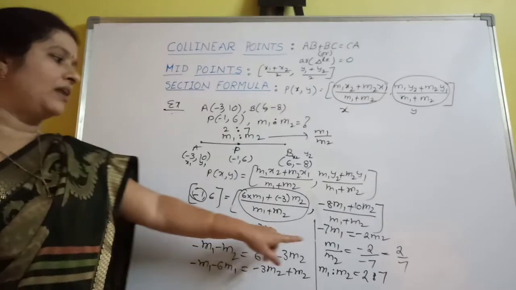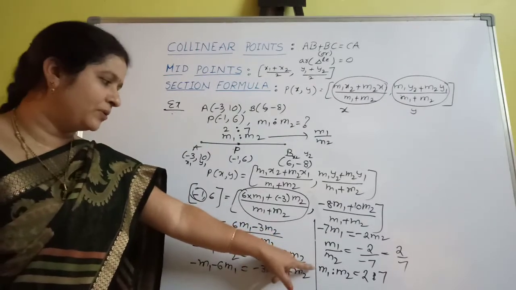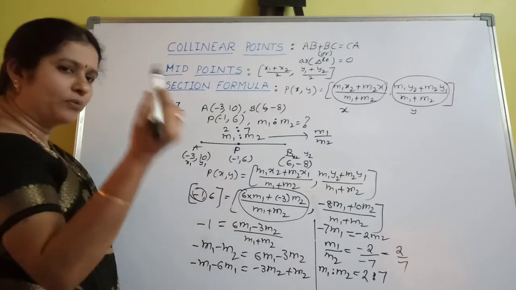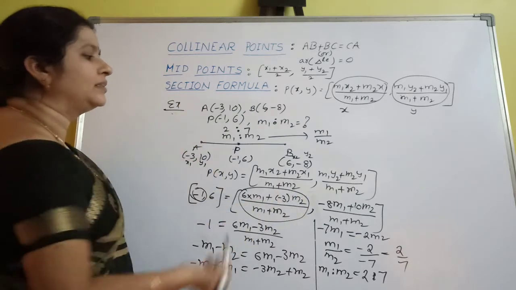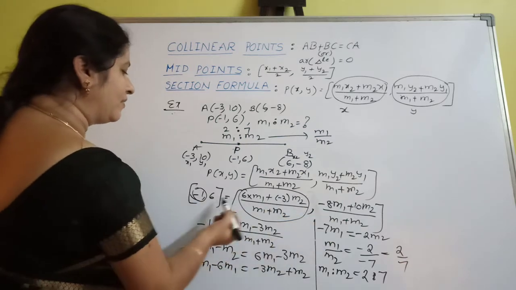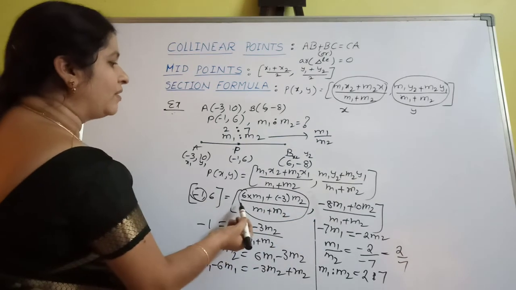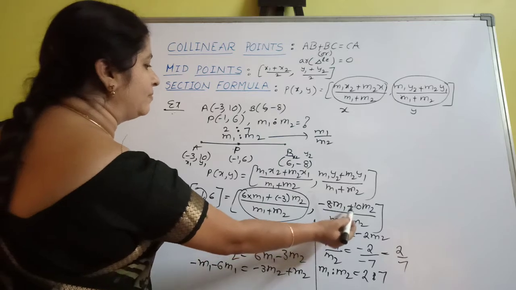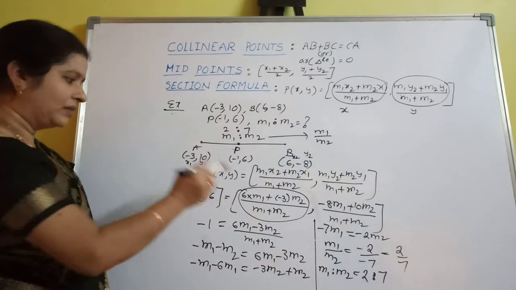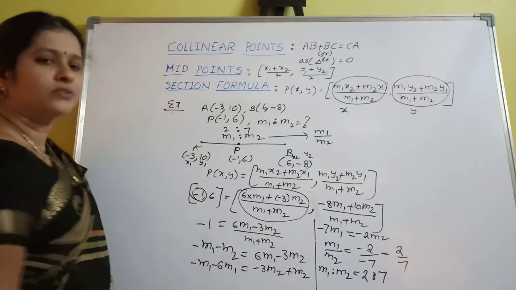Finally, you got the value m1 by m2. Suppose you want to take the y coordinates equal. We have to take 6 equal to minus m1, 8m1 plus 10m2 by m1 plus m2. Then the answer also we got 2:7.